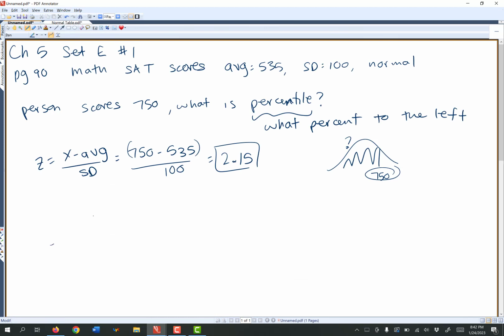So this area, if I was to draw it again with z equals 2.15, this area is 98.4%. So the 98.4th percentile. Now percentiles are usually just rounded, which is why the book says 98th percentile, although the book rounds a lot anyway, so get used to that, it just rounds.